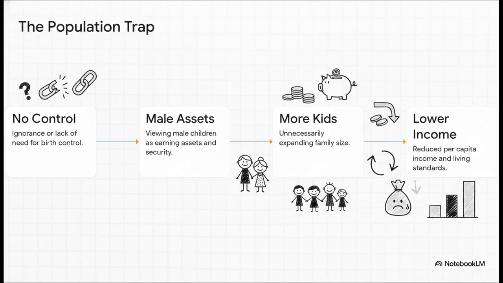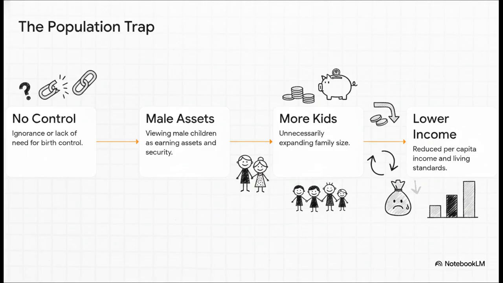You see, many poor families consider a male child to be an earning asset, literally a source of income and absolutely crucial security for their old age. Because of this desperately needed security, families just go on unnecessarily expanding their size. But here is the cruel mathematical irony of the whole situation.